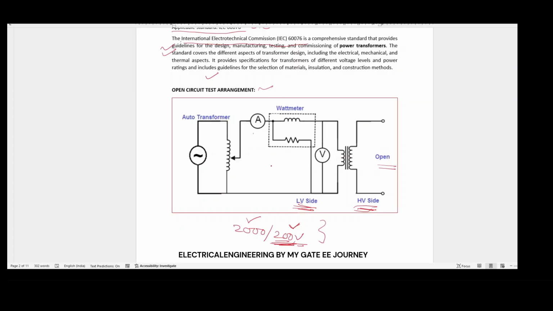Here in the arrangement, you can see, to measure the input current, how much it is drawing from the source, we kept one ammeter in series. To know how much voltage we are applying to the transformer, we kept one voltmeter, and to know what power it is drawing from the source, we kept one wattmeter.